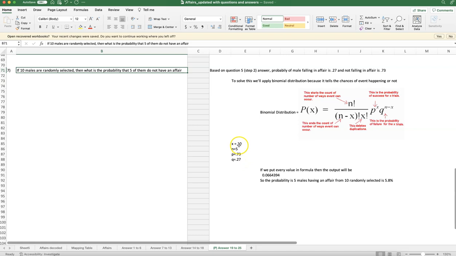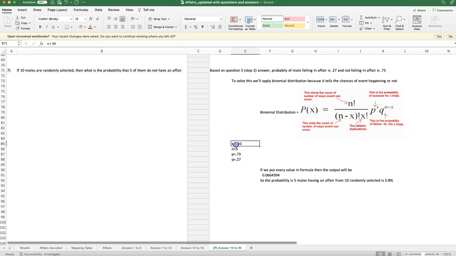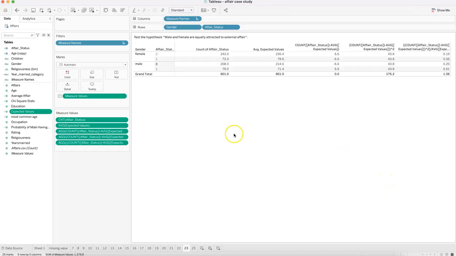Because I could not find the factorial functions and all, if you will see this, but within Excel I have solved this case. So the probability of 5 males having an affair from 10 randomly selected observations is 5.8%. But here I was missing those functions. I searched it on the Google community, but I think that is more posted as an idea. But if you know anything about it, let me know, and I'll be happy to produce a different video on top of this video.